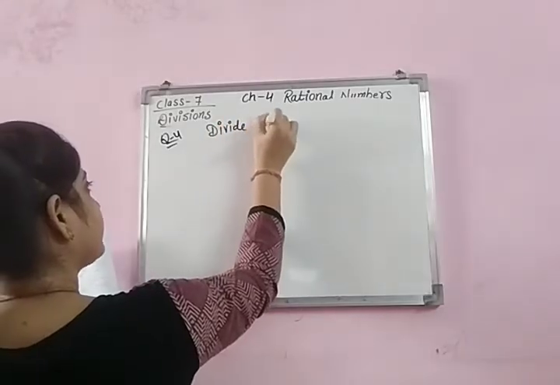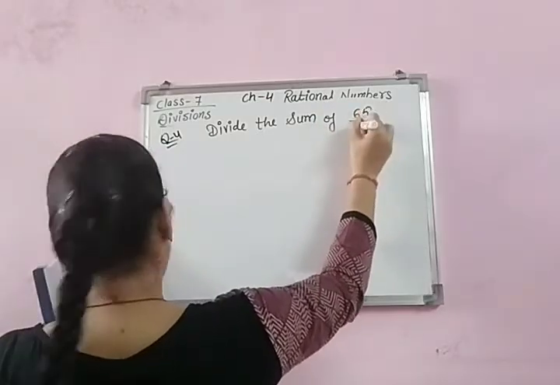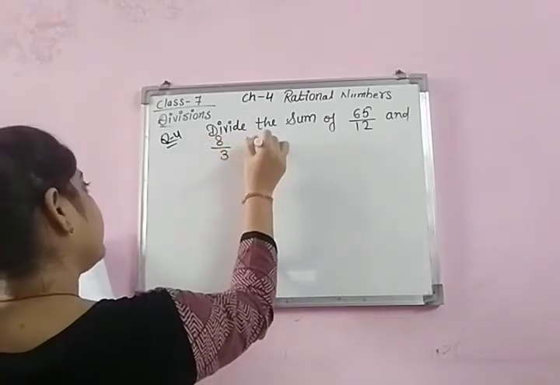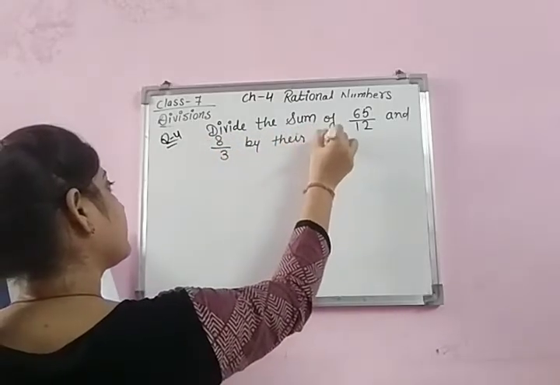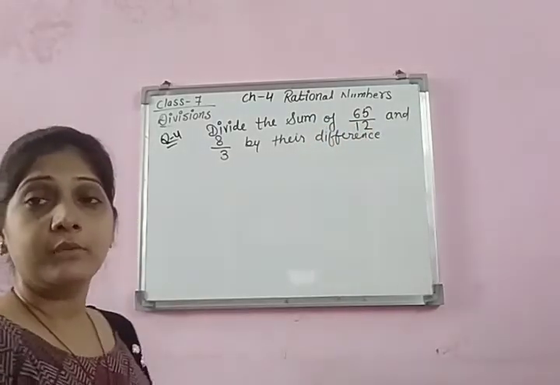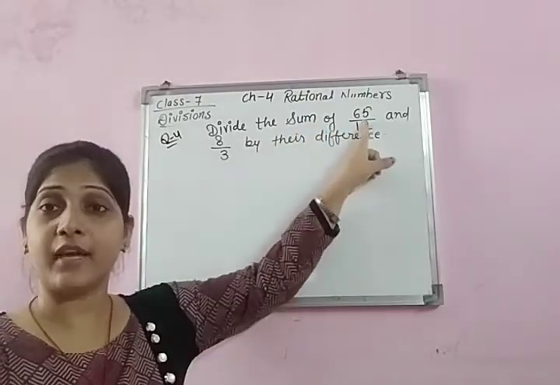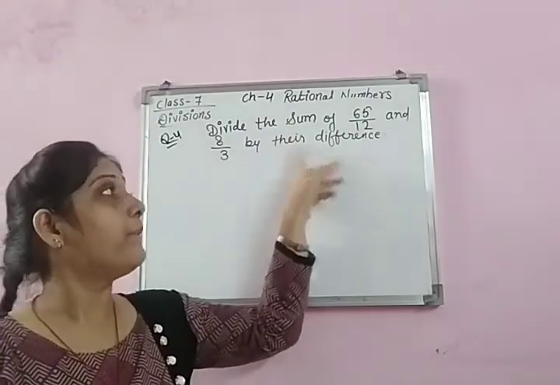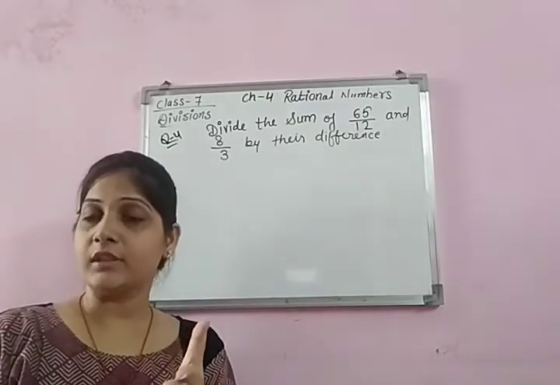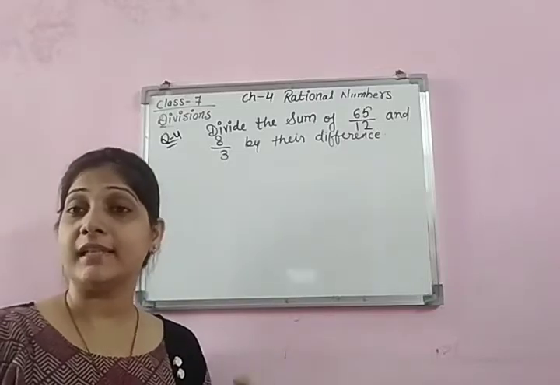I am writing the question so that it's clear to you. Divide the sum of 65 by 12 and 8 by 3 by their difference. Actually children, we have to divide. But what do we have to divide? The sum of this and this. So first we have to find the sum of these two numbers, and by their difference, it means we need to find their difference also. First we will find the sum of the two given rational numbers, then we will find the difference, and then we have to divide their answers.